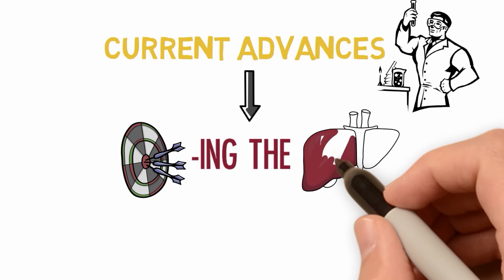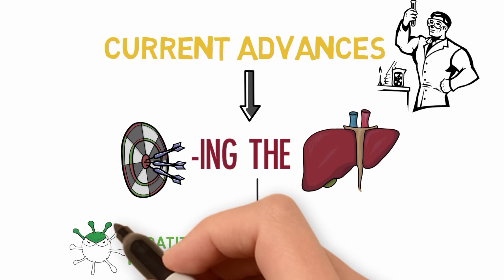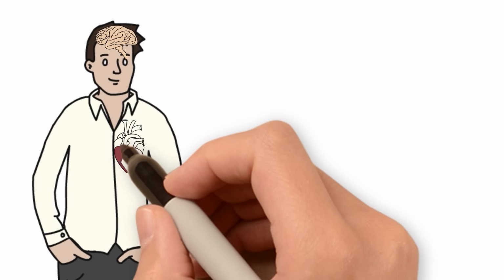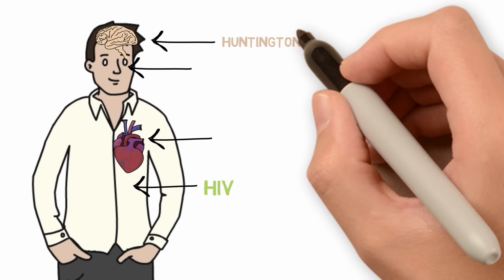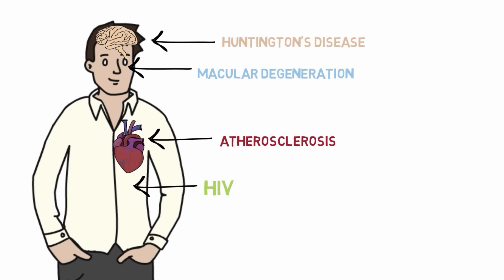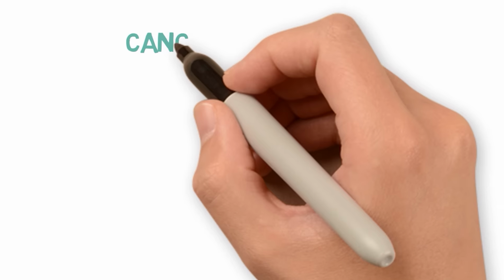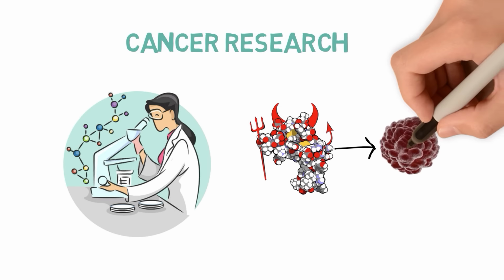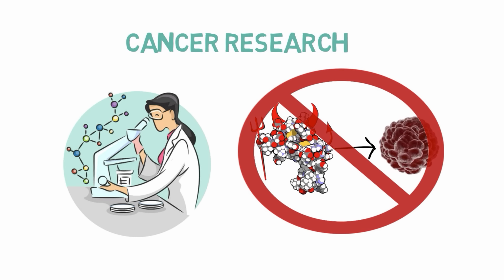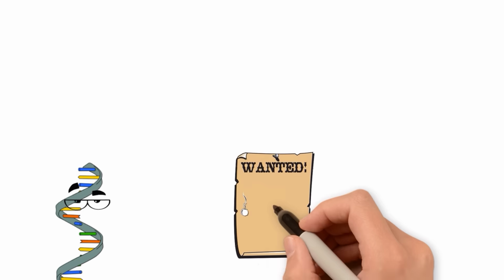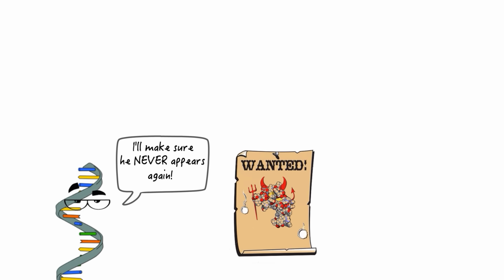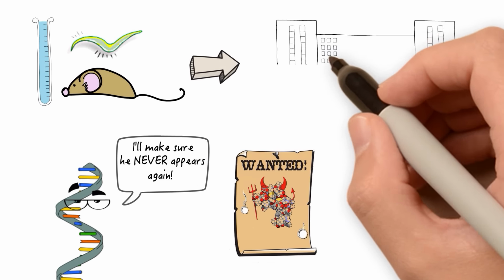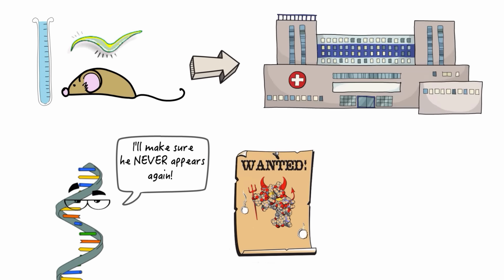There has been incredible progress in the development of treatments for hepatitis B, hepatitis C, and the Ebola virus. RNAi therapies are also being studied for treating other diseases, including HIV, Huntington's disease, atherosclerosis, and macular degeneration. And another super exciting field for RNAi is cancer research, targeting the oncogenes, or cancer-causing genes, and preventing them from creating tumor-inducing proteins. Although the field of RNAi is still burgeoning, it holds incredible potential for translating more and more research from mice, C. elegans, and test tubes to clinical trials that can save human lives.